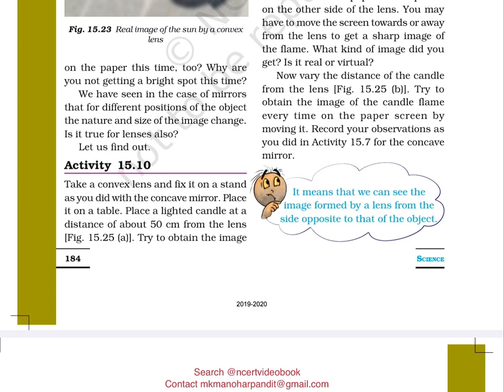There's a thought bubble given here. A picture of Bojo is next to it. He is wondering: it means that we can see the image formed by a lens from the side opposite to that of the object.